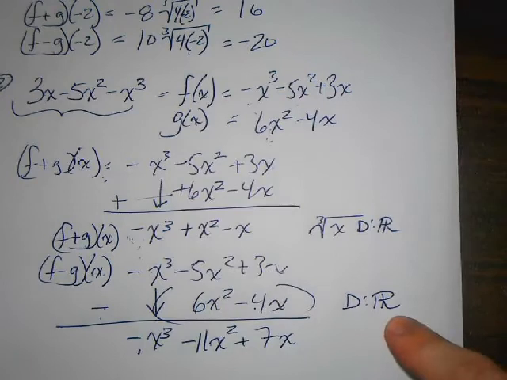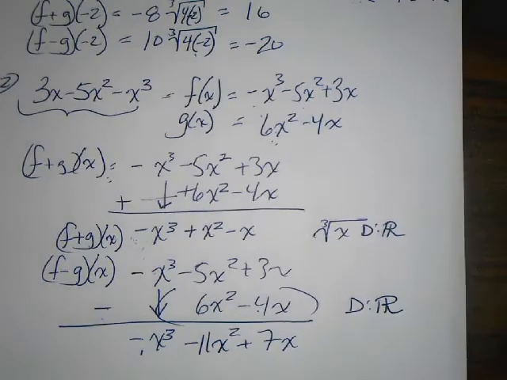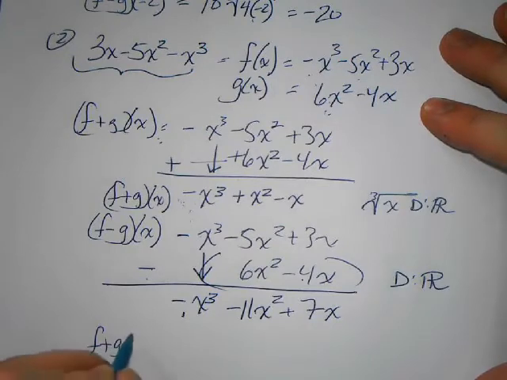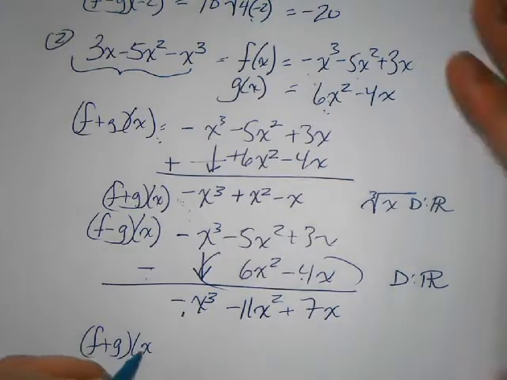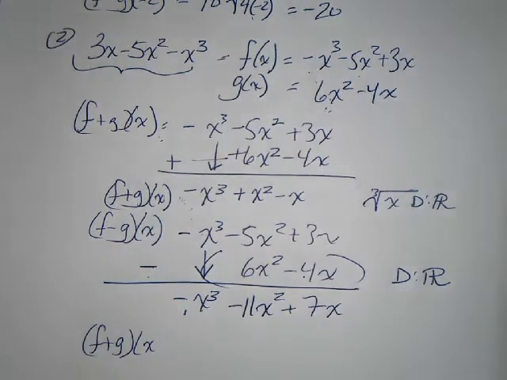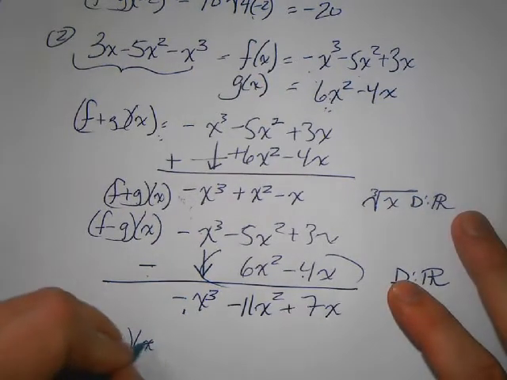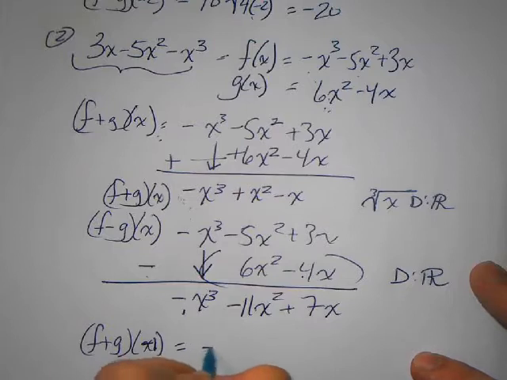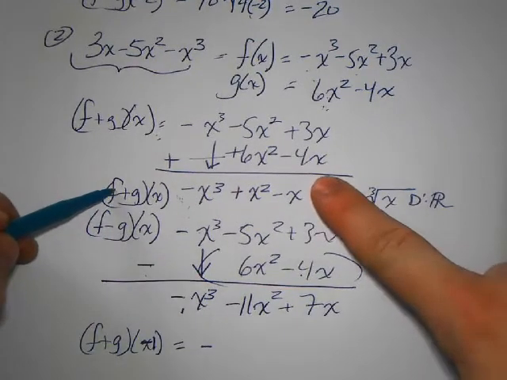There's my domain. And then we need to substitute in. So f plus g of x, where x, in this case, is just going to be the number -1. So we're going to have this equation right here.